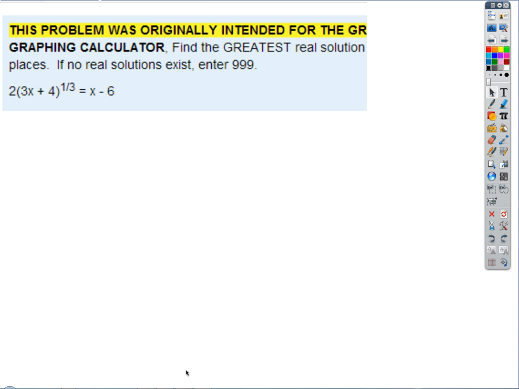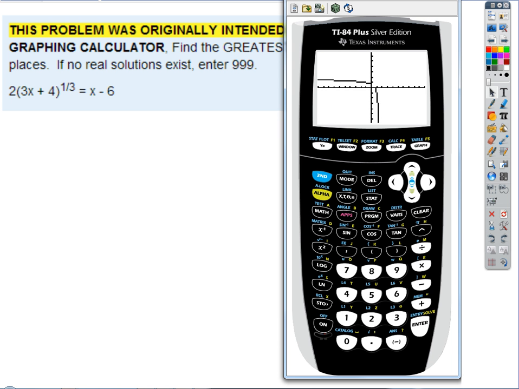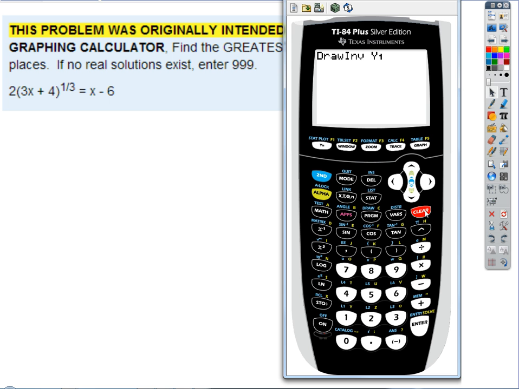Okay, let's look at this guy. So this is all graphing calculator, right? Okay, can I have attention, please? All right, let's look at this. What do we do? All we do with this is go up to y equals, and we're going to graph the left side as y1, the right side as y2, and we'll intersect the two.